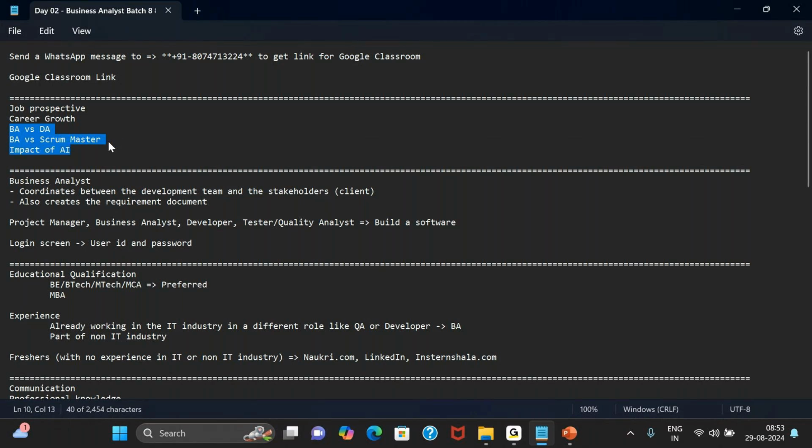And the third is, with the advent of AI, with everyone talking about artificial intelligence, what can I expect from a business analyst? How severely can a business analyst role be impacted by artificial intelligence? Or how do I accordingly adapt to it? Okay. So we will discuss these three topics tomorrow.